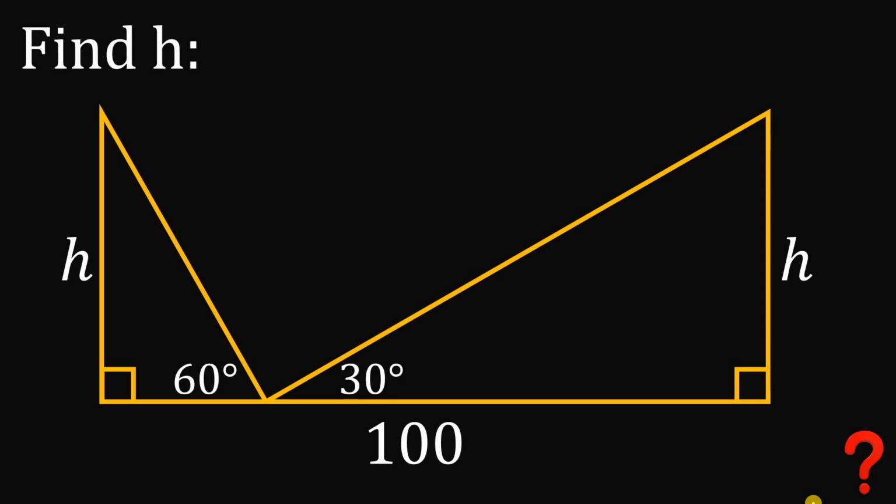Can you solve this geometry challenge? Here's the question. Solve for the value of h given this figure. So here's this h. This angle measures 30 degrees. This angle measures 60 degrees. And the total length of this base must be equal to 100 units.